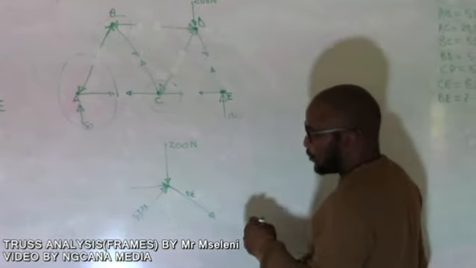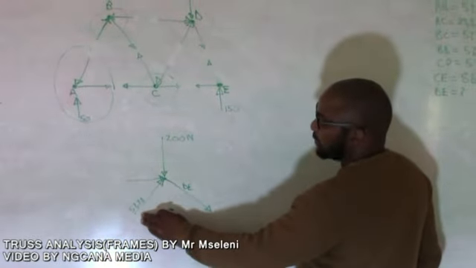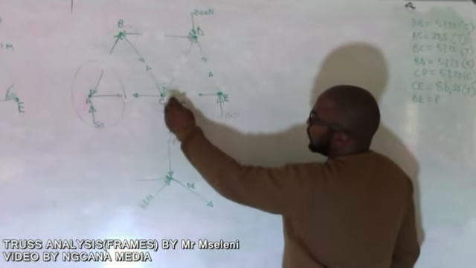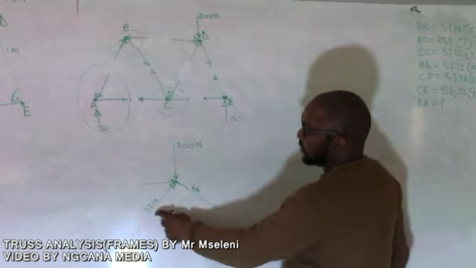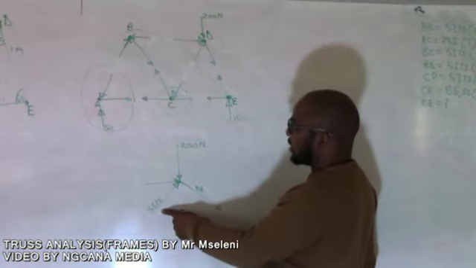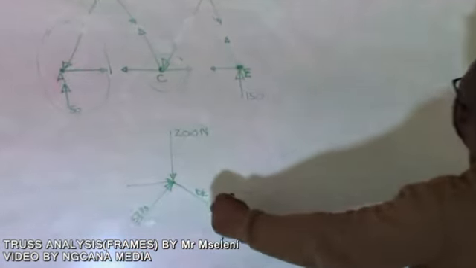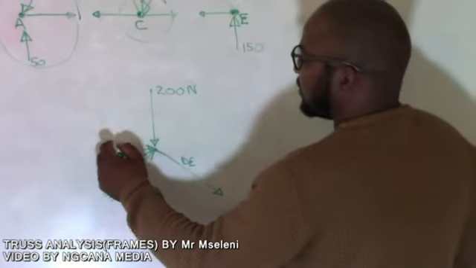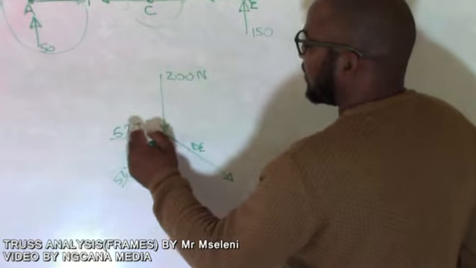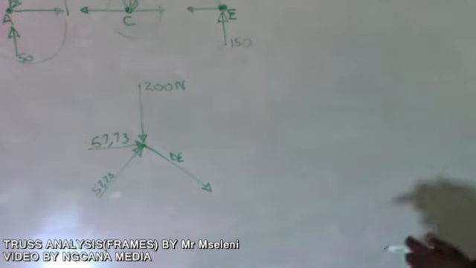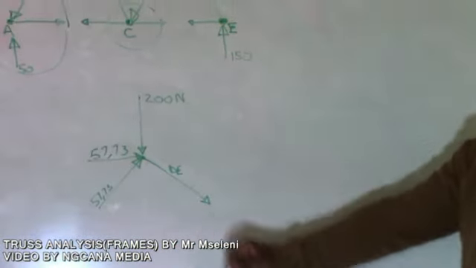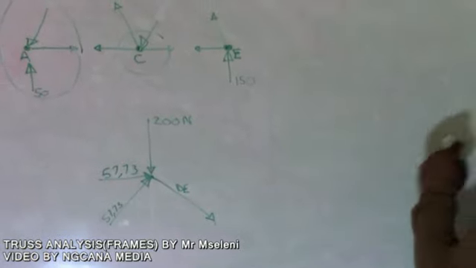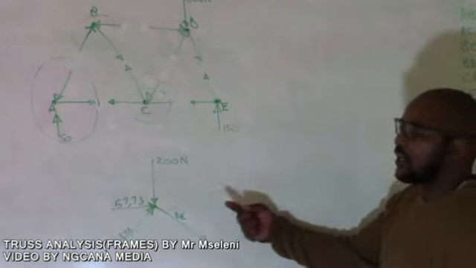So now what we're going to do, we've got our CD, which was 57.73, and then we've got our BD, which also was 57.73, which is on this side, and then we've got our 200, and then we've got our DE. So now, it seems that we're going to divide our forces again according to their components.